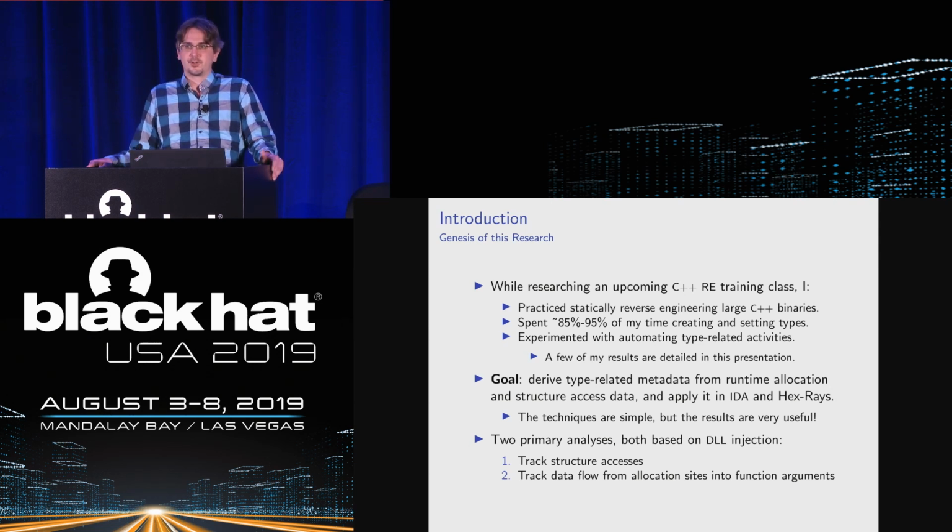And because this was consuming so much of my time, I decided maybe it's a good idea to try to figure out, can I automate these techniques? So we're going to be focusing on dynamically allocated structures. We're going to be deriving metadata from runtime accesses, and then collecting this data and exploiting it within IDA and Hex-Rays. There are two primary analyses that I'm going to present. One tracks accesses to structures, and the other one is a dynamic data flow analysis tracking data from allocation sites into function arguments.